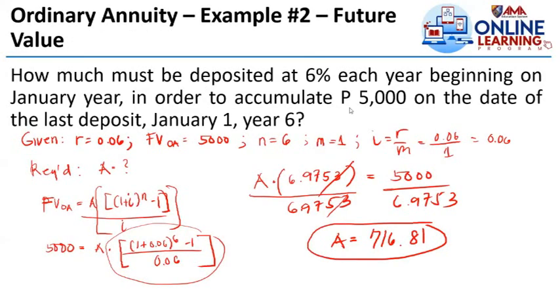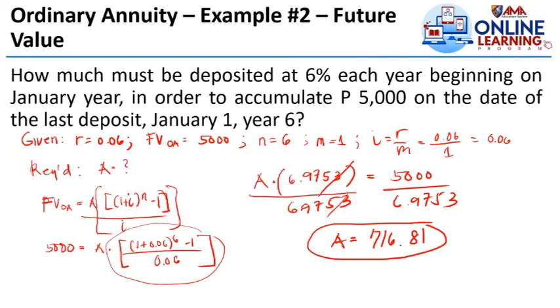So example number 2 for ordinary annuity getting the future value. So how much must be deposited at 6% each year beginning on January 1? So for example, this year ka mag-i-invest. So sa January ka mag-i-invest. Okay? Then, in order to accumulate 5,000 pesos on the date of the last deposit, so yung last deposit mo is year 6, which is January 1 also. Kumbaga, yung ika-6th year, January 1, that's your last payment. So magkano ba ang i-deposit mo para maka-earn ka ng 5,000 after 6 years?